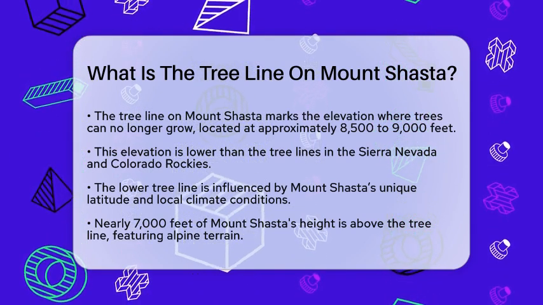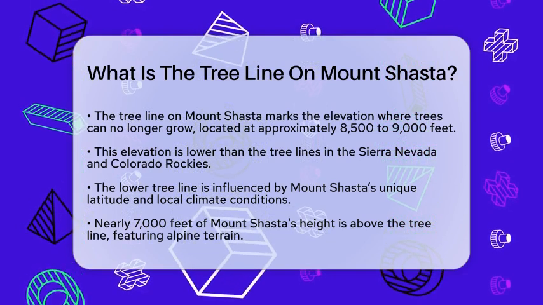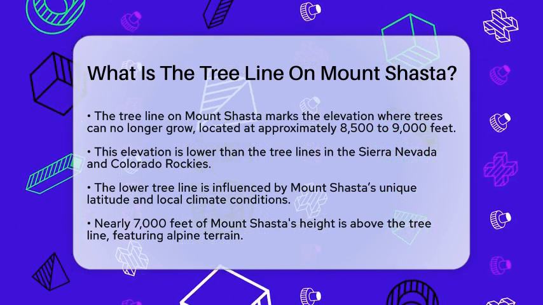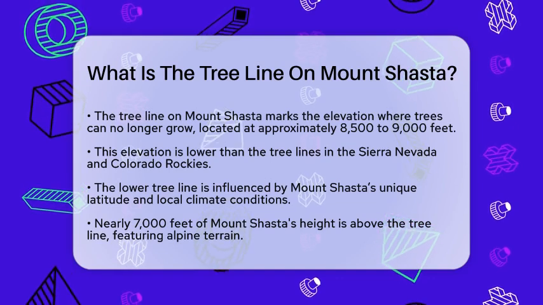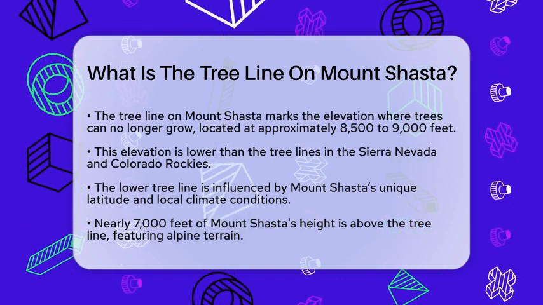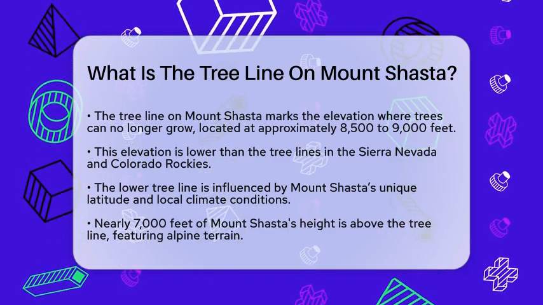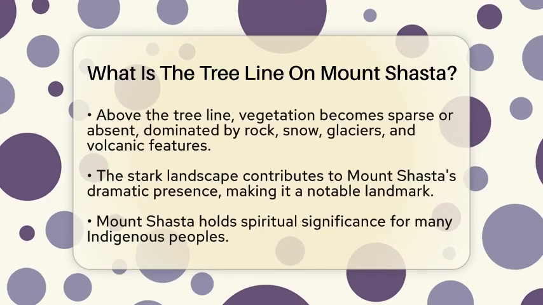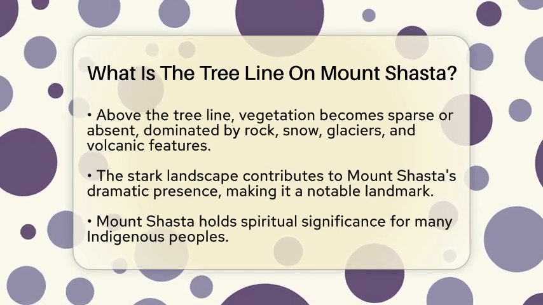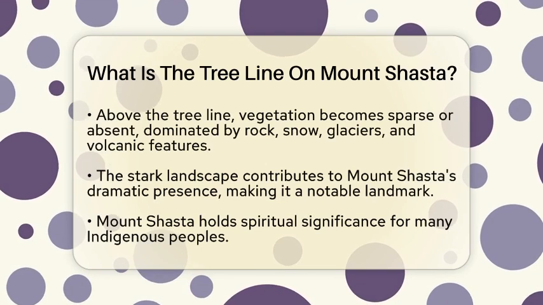This elevation is notably lower than the tree line found in the nearby Sierra Nevada range and much lower than that in the Colorado Rockies. The reason for this lower elevation is tied to Mount Shasta's unique latitude and local climate conditions. As you ascend the mountain, you will notice that nearly 7,000 feet of its height lies above the tree line. This means that much of Mount Shasta is characterized by alpine terrain.